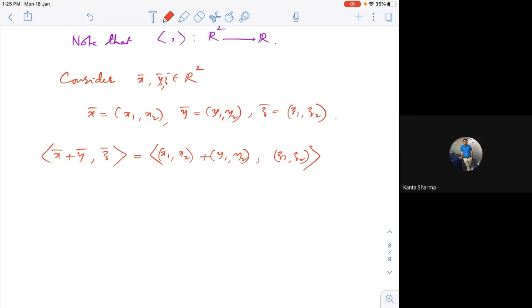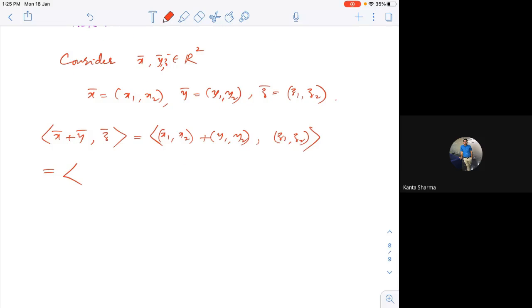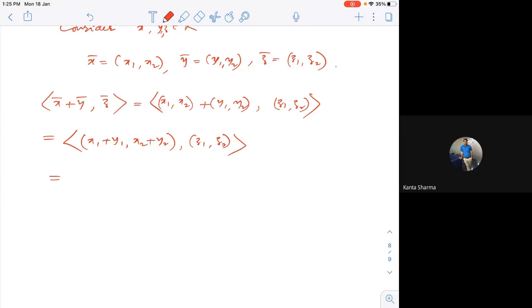But this is nothing but you have to just add coordinate-wise: x1 plus y1 comma x2 plus y2, an ordered pair, comma z1 z2. How to go for the inner product of these two? We know the inner product of these two. We want to multiply them. It's nothing but x1 plus y1 times z1 plus x2 plus y2 times z2, right? Keep it there.